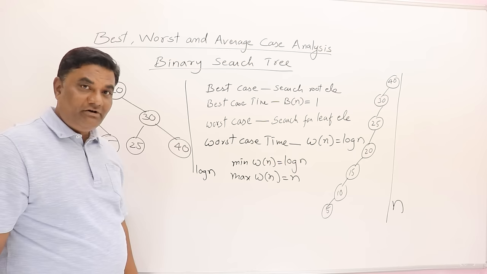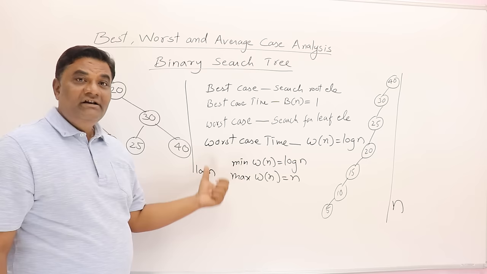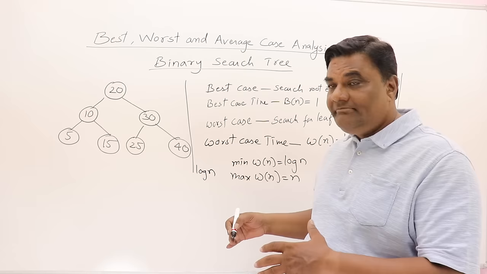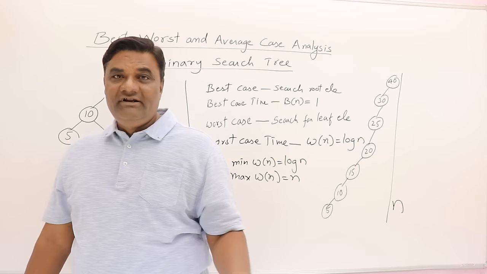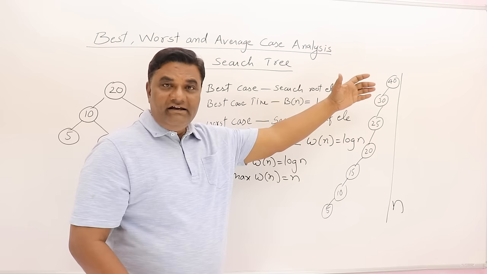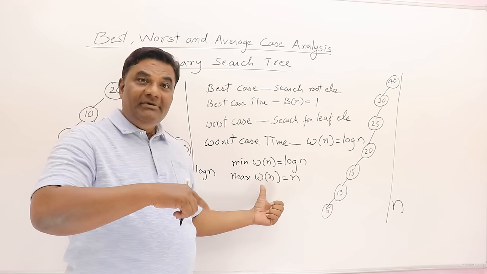So I repeat the point once again. What is the worst case for a binary search tree? Searching for an element present in the leaf. Then what is the worst case time? It depends on the height of a tree. The leaf element will be at the last level, so that depends on the height of a tree. So what could be the height of a binary search tree? The height of a binary search tree can be minimum as log n and maximum as n. So minimum worst case time, maximum worst case time.